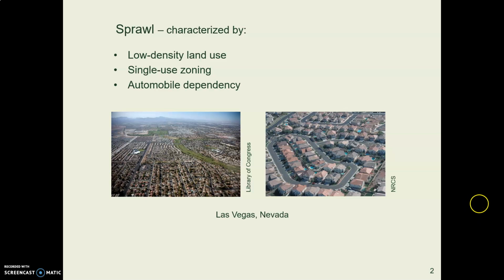So that was okay, but what it led to was dependency on automobiles and this low-density land use, all of which is now known as sprawl. And as you can see here in this example from Las Vegas, non-grid street patterns, these loopy places where you can only get someplace by driving.